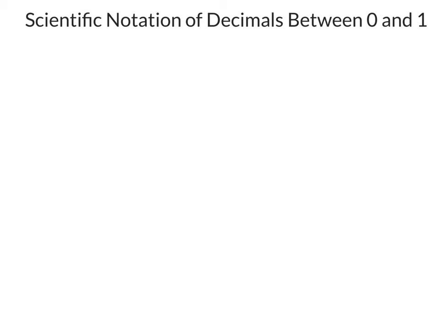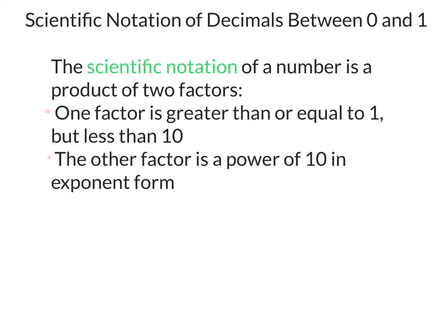Okay, here is the next part of the lesson on scientific notation of decimals between 0 and 1. So the scientific notation of a number is a product of 2 factors. One factor is greater than or equal to 1, but less than 10. The other factor is a power of 10 in exponent form. It's going to look like this: 6.4 times 10 to the negative fourth. So I'll show you how to get to that. I just wanted you to see what it's going to look like.